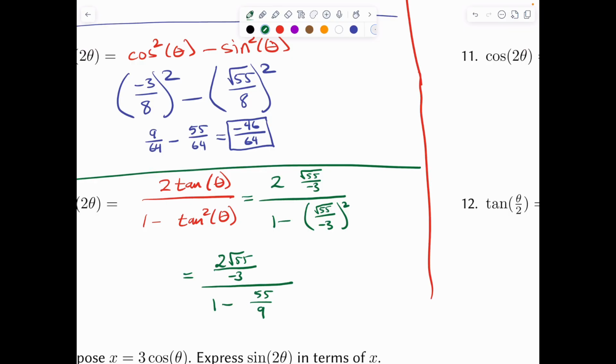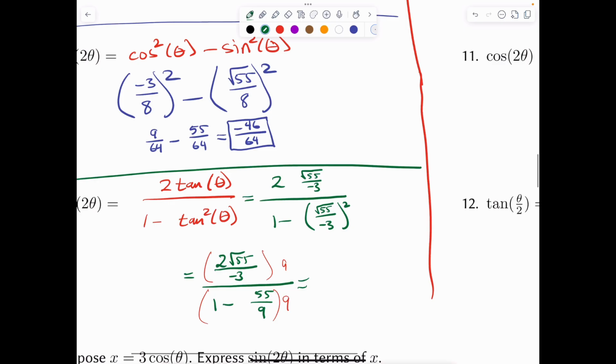I think the easiest thing to do to deal with this is just to multiply everything by 9. So here's the way this is going to look. I'm going to multiply that times 9, and that times 9, and that's going to do this. We'll end up with negative 6 radical 55 because one of the factors of 3 from the upper 9 is going to cancel with that negative 3. You're left with negative 3. Then on the bottom, I have 9 minus 55.